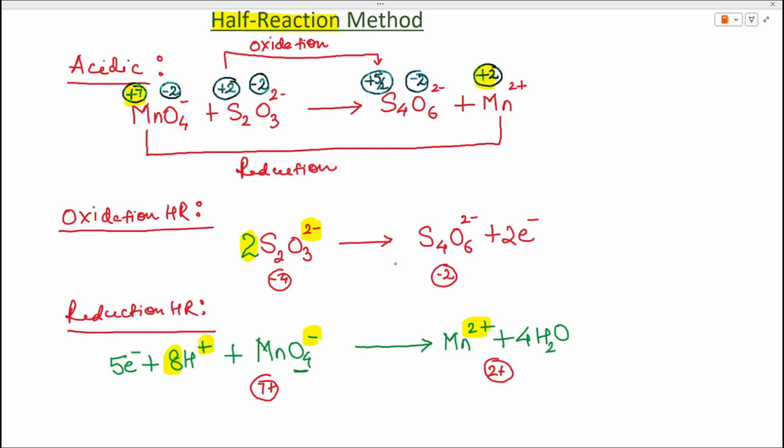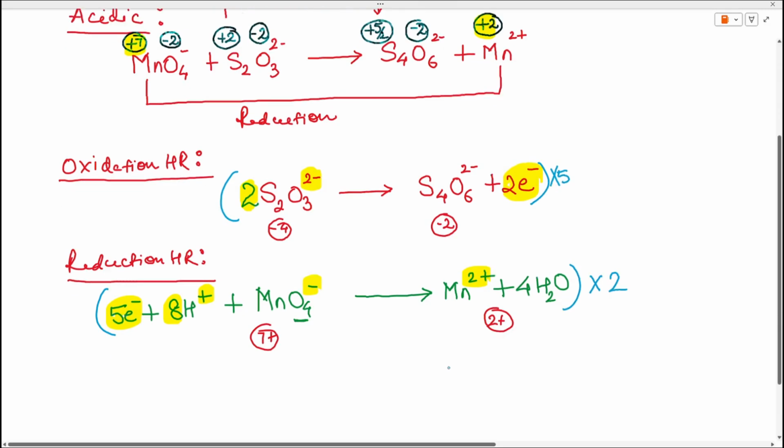Now we have 2 half reactions already balanced out, so we can add them together to get the final balanced equation. But the only issue is that we cannot have these electrons. So to cancel out these electrons, we need to make their coefficients the same. What we are going to do is multiply this equation by a 2 and multiply this equation by a 5. So let us rewrite these equations.